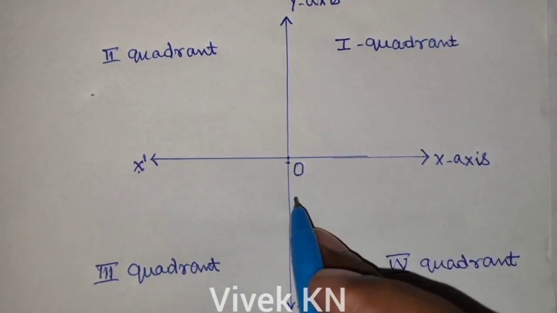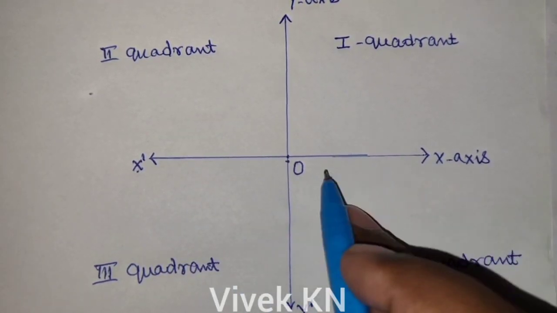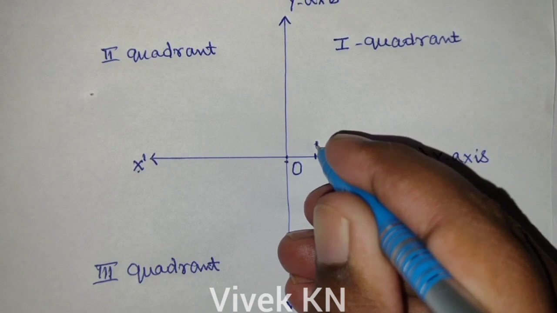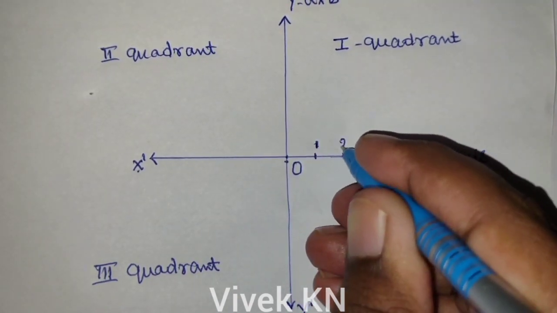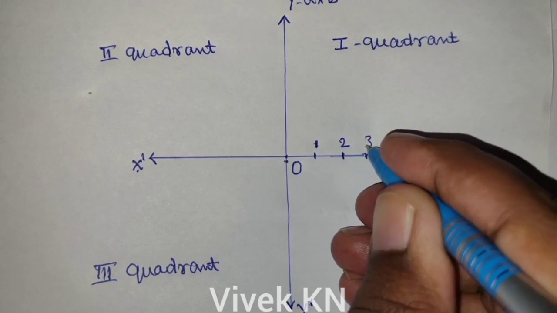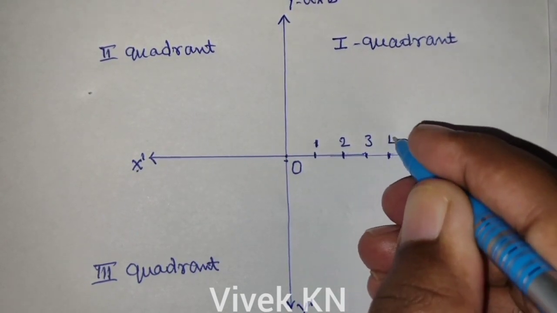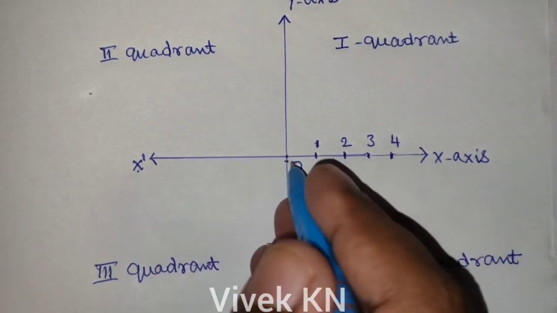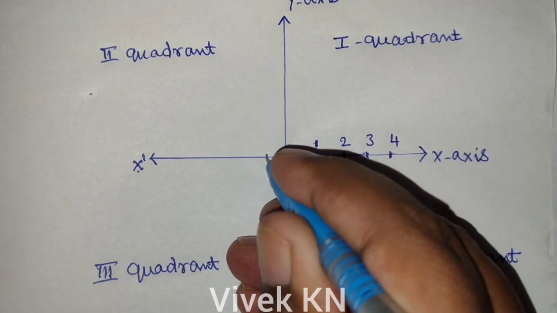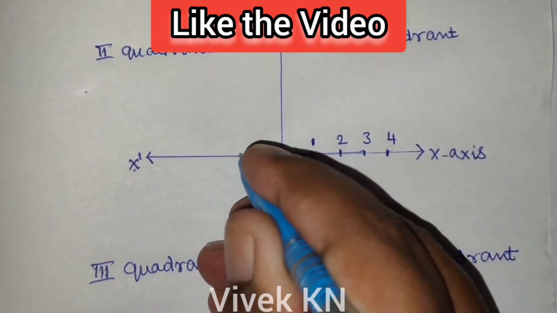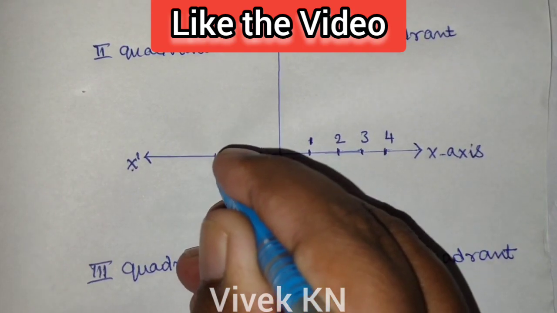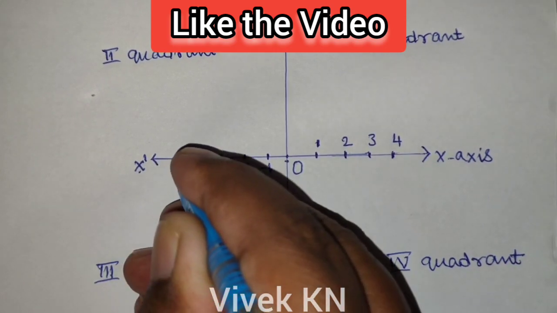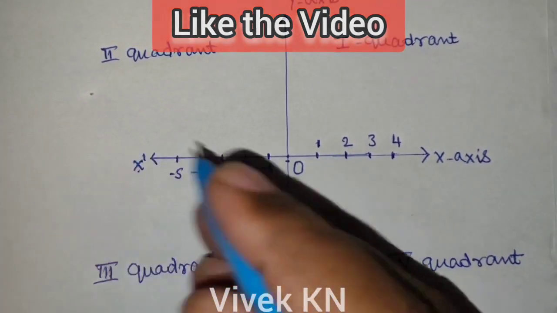The x-axis possesses positive values on the right side of the origin. That is, this is plus 1, this is plus 2, this is plus 3, this is plus 4, and so on. And it possesses negative values on the left side of the origin. That is, this is minus 1, minus 2, minus 3, minus 4, minus 5, and so on.